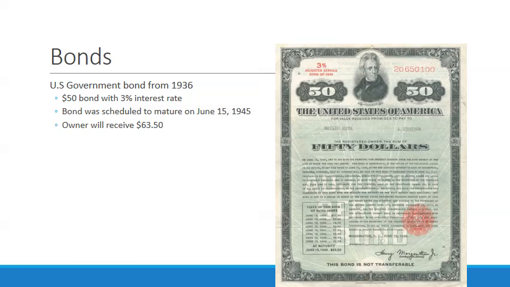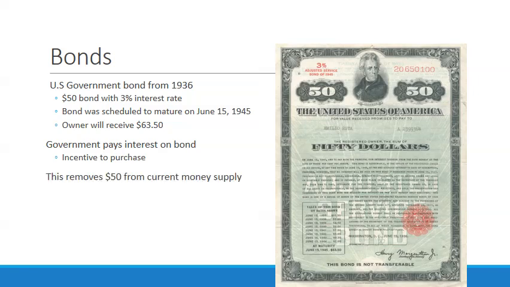The longer the term of the bond, the higher the interest rate will be. So the government pays interest on the bond, and it's an incentive to purchase. Essentially the government is saying, okay, we need your money. So in order to borrow money from the people, this is what they use. They sell bonds to the people, which gives the government money with which to do different things. The incentive to purchase the bond is the interest rate. So if you're able to hold out till the bond matures, then you'll receive the amount back plus interest on it. So this removes $50 from the current money supply.